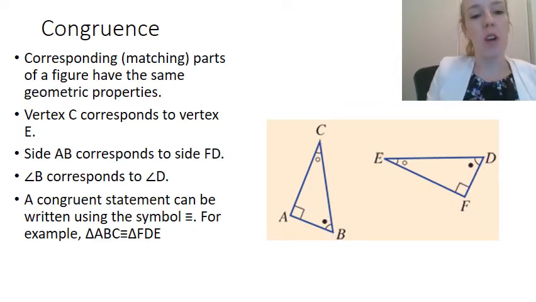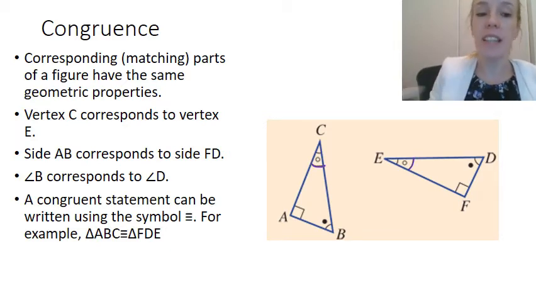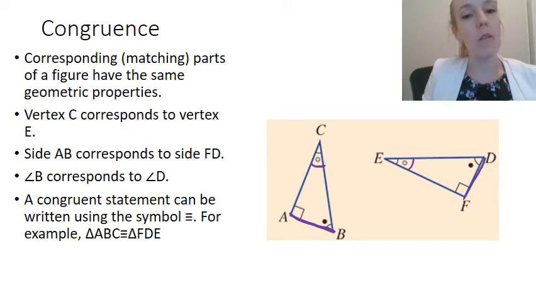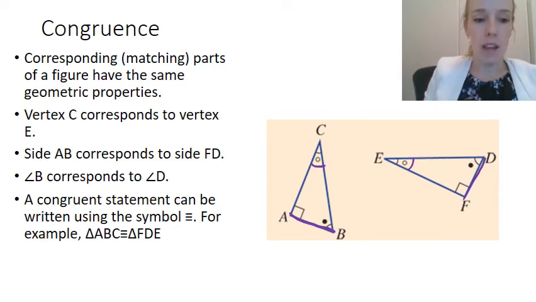So if we look here, vertex C corresponds to vertex E. So as I just said, this angle here on C corresponds to this angle here on E. They're exactly the same. So side AB, so the side between these 2, corresponds to side FD. So it's the side that links the right angle to that coloured in angle. The angle B corresponds to angle D. We've done that before. Angle B, that coloured in dot corresponds to that coloured in dot.